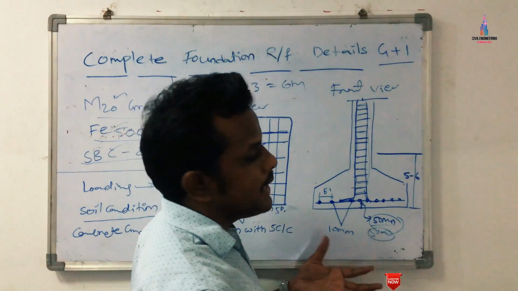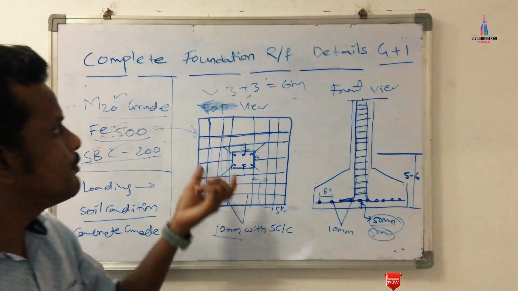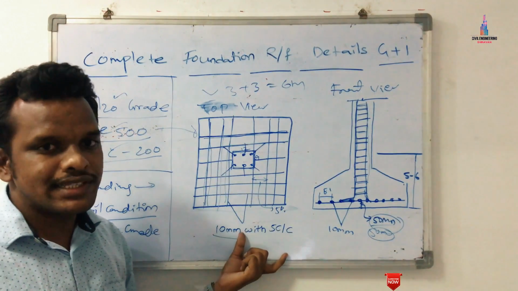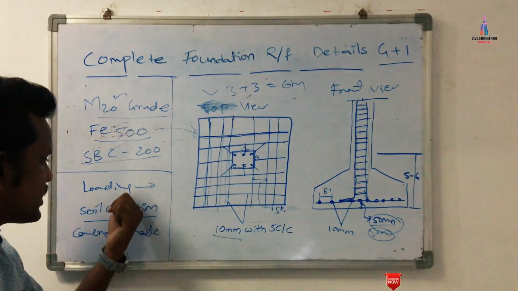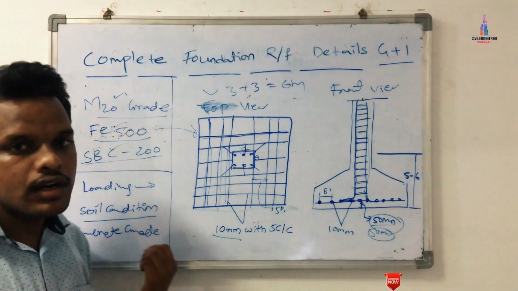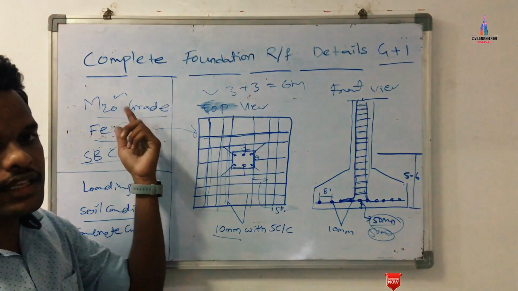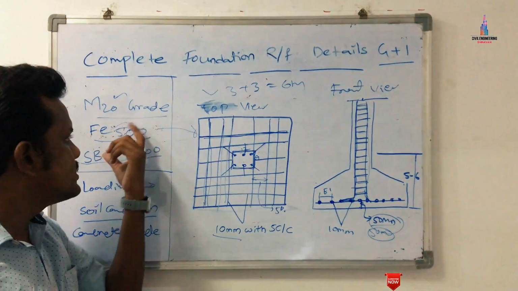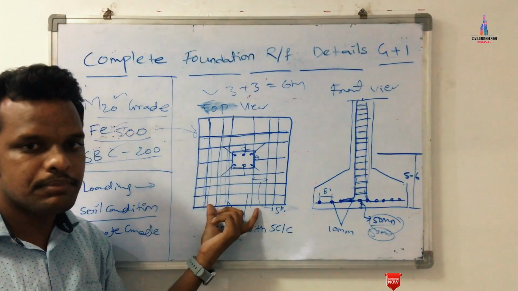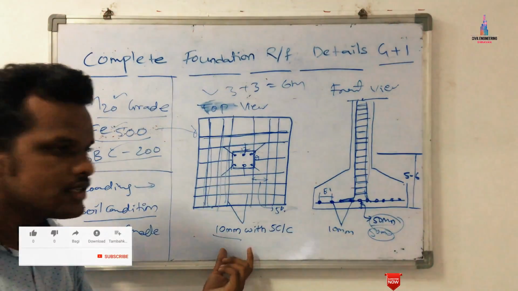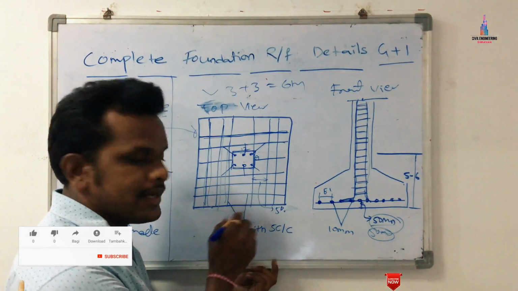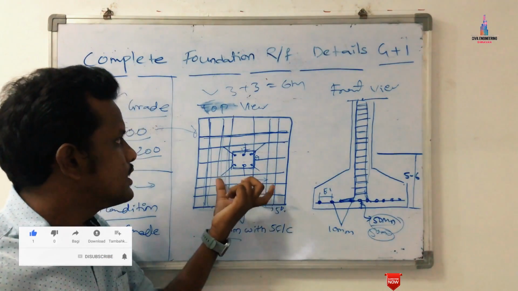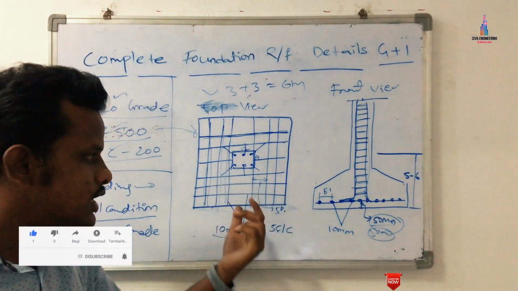Okay, so this is the complete detail of the foundation if you consider the trapezoidal foundation section. Basically the foundation section depends upon 2 or 3 factors: loading condition, soil condition, and concrete grade. We consider M20 grade, Fe 500 grade, and a soil bearing capacity of 200. With these properties, the reinforcement for the G+1 building will be like this, with 10 mm bars mesh in horizontal and vertical positions at 5 inches center to center. This is the top view of the foundation section, and this is the front view.